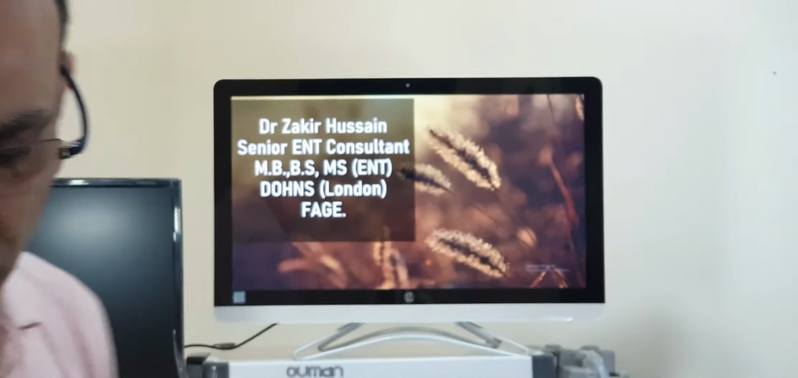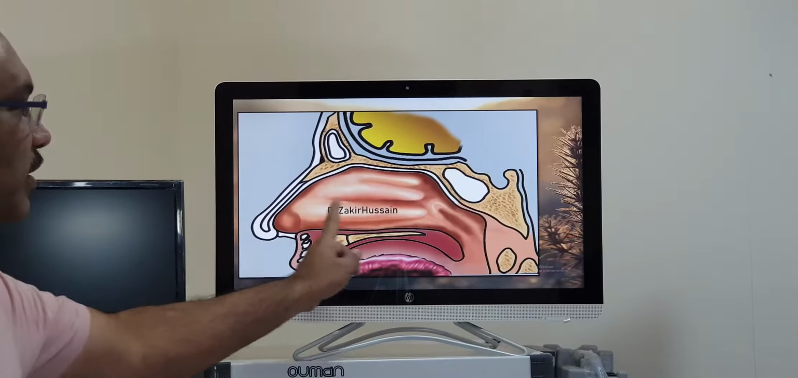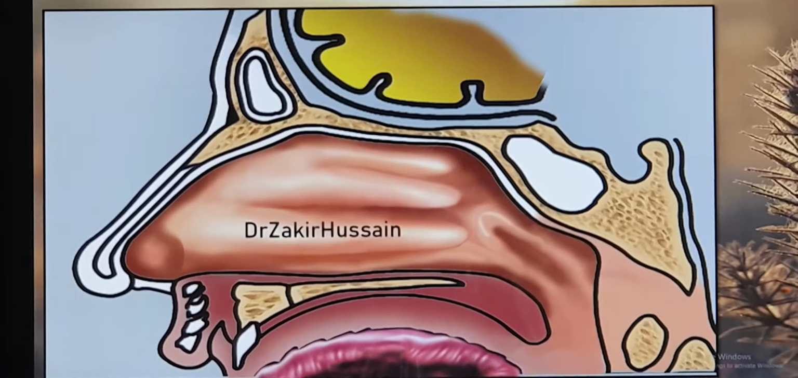In this video, we will see the normal function of the nose and paranasal sinuses. First, let us see the structure of the nose. So, if you see this picture, you have three shelf-like structures which are called turbinates.